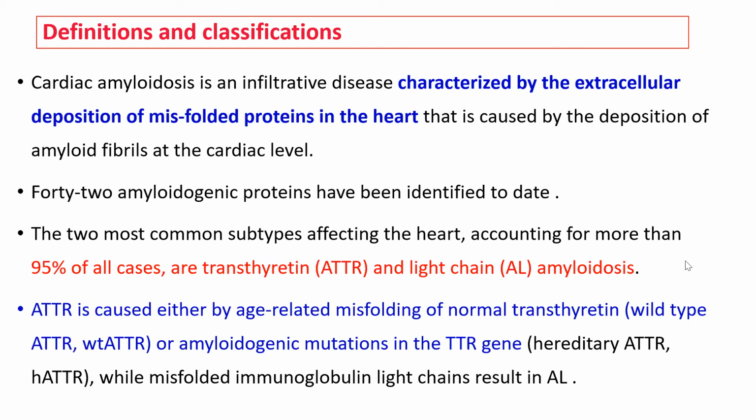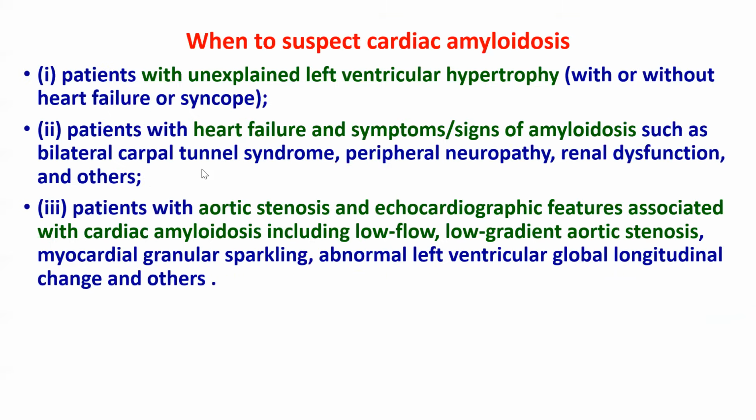ATTR is caused by age-related misfolding of normal transthyretin, which is called wild type, or by a pathogenic mutation in the TTR gene, which is the hereditary type. While misfolded immunoglobulin light chain can result in AL amyloidosis.